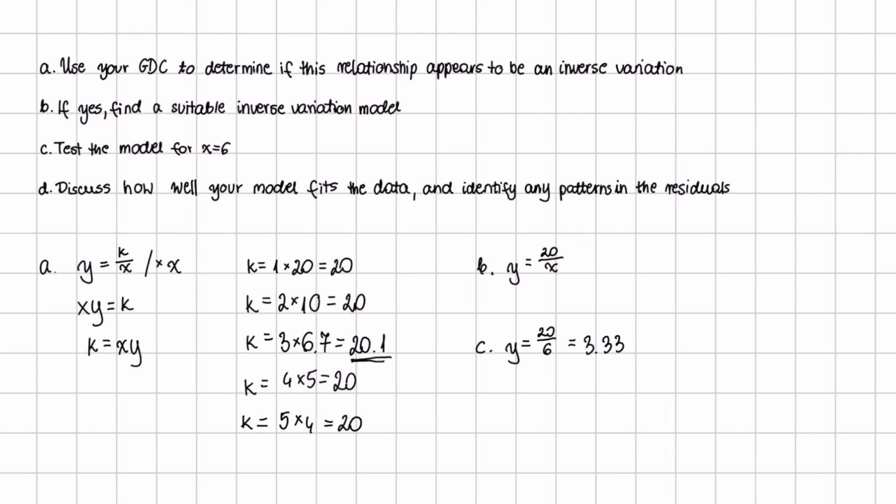D, discuss how well your model fits the data and identify any patterns in the residuals. So as you can observe, our constant is almost the same in every case. Here we have 20.1, but this is almost the same. It's very close to our 20. So we can say that there is no clear pattern in the residuals. And so our model basically fits the data very well.